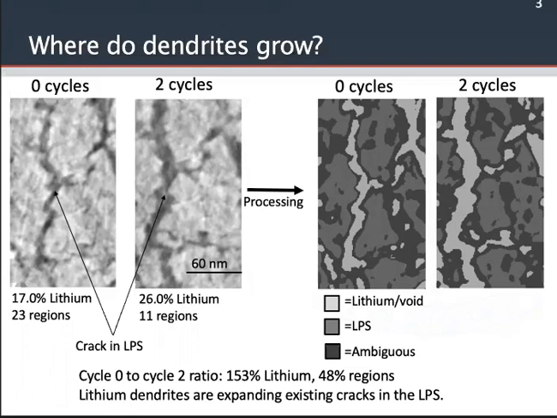With this quantification, we were able to determine that when we didn't cycle it, this region was 17% lithium/void by volume, and after 2 cycles, that grew to 26%. We can also see that there were initially 23 separate regions of lithium, a region being a connected area in 3 dimensions. So this big crack here would be one big region, this spot here would be a really small region. You can obviously see other regions throughout there. And the number of regions decreased to only 11 afterwards, even though the total amount of lithium increased.